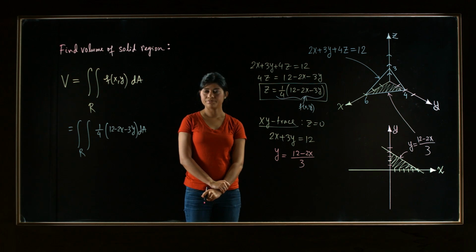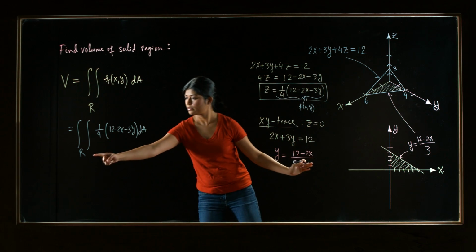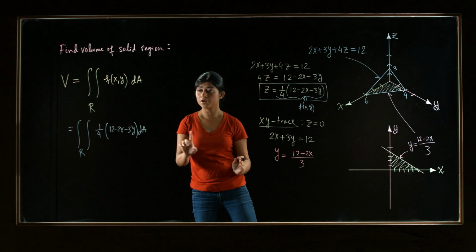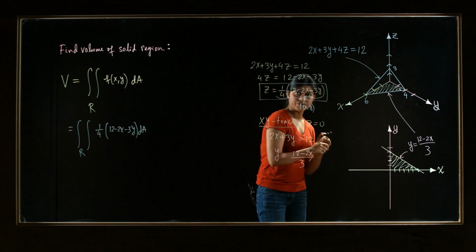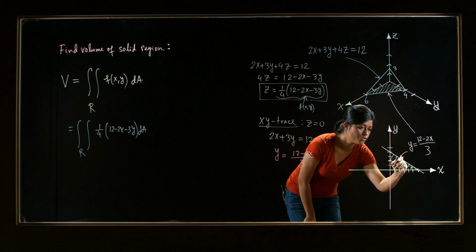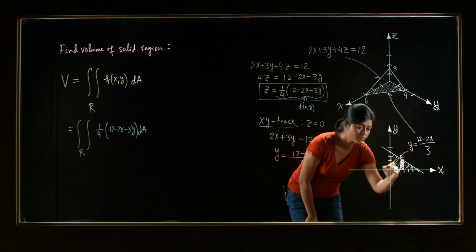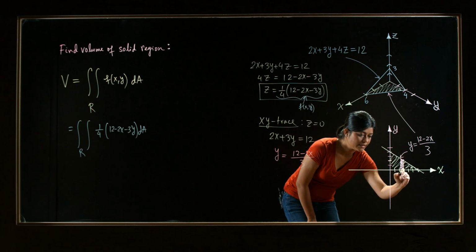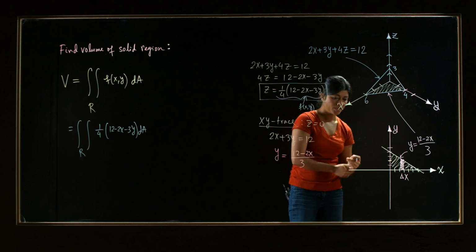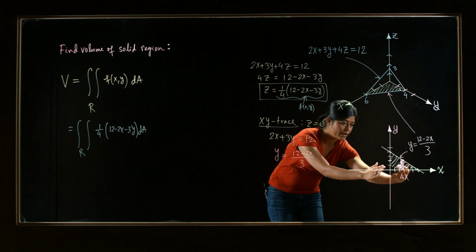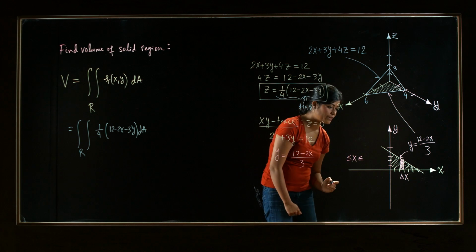Now, what do we have? We know that this is our region R. So, we have to figure out the x and the y bounds. So, we consider our region and we draw our rectangle inside the region, right? And this is delta x. So, x is going to be my outer variable. And let's figure out where does x range? So x is between which values?